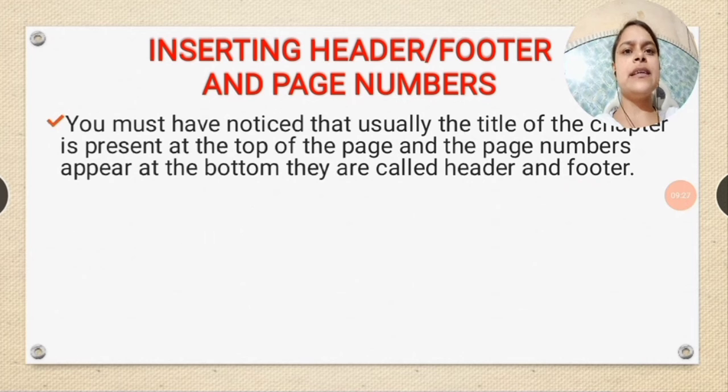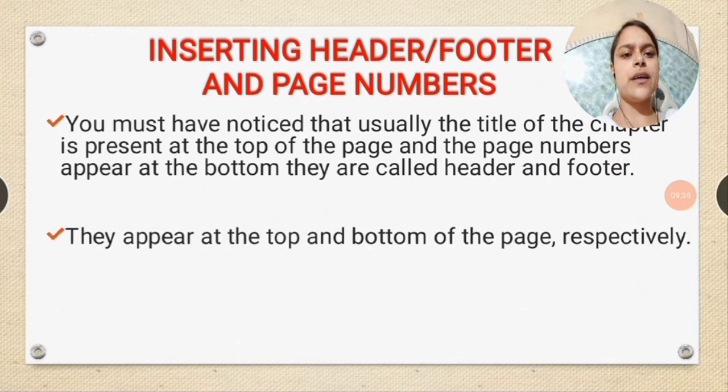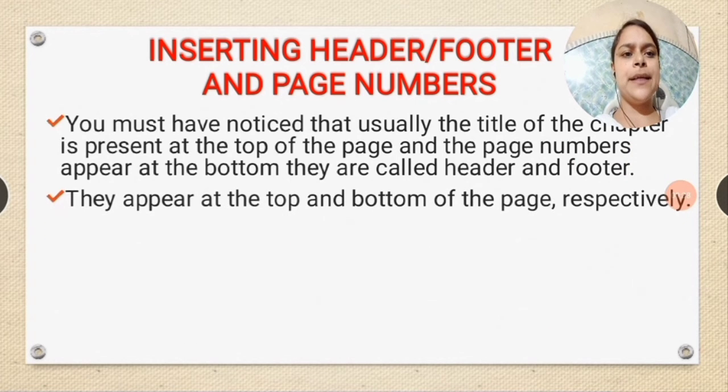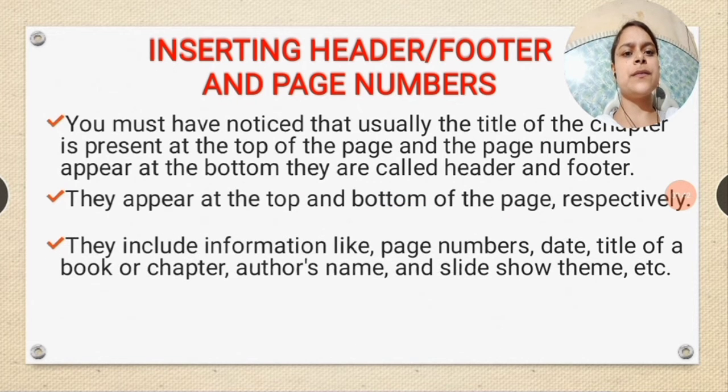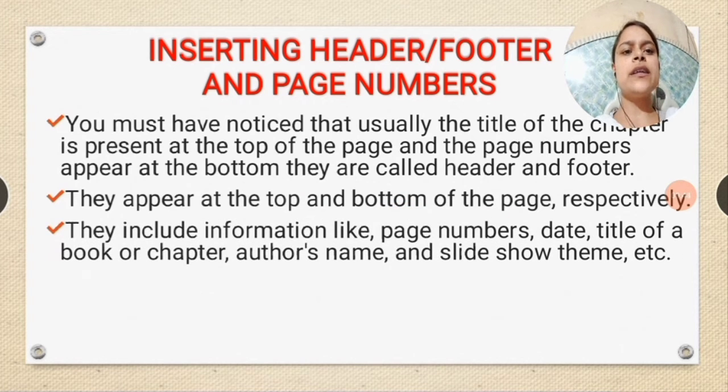When something is mentioned at the top, it is called a header. When it is mentioned at the bottom of the page, it is called a footer. They appear at the top and bottom of the page. What do they include? They include page number, date, title of a chapter, author name, slideshow theme, etc. We can write anything in header and footer.